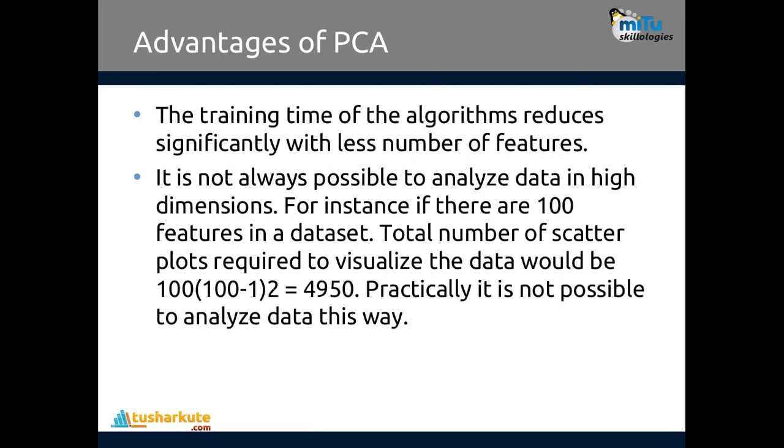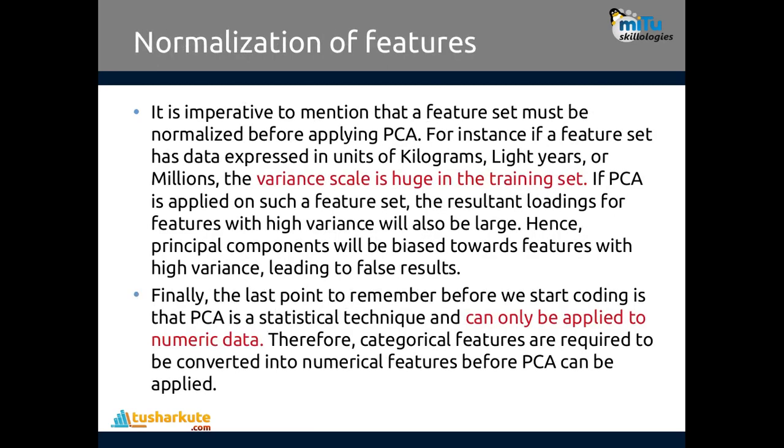So PCA can do this, but first let's go for the normalization of the features. One important thing to mention here is that data should be normalized before applying PCA. Either it should be min-max scaled or standard scaled, that is, feature scaling should be applied. For instance, if a feature is expressed in units of kilograms, light years or millions, the variance scale is huge in the training data.